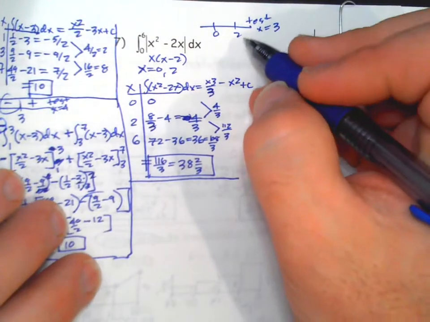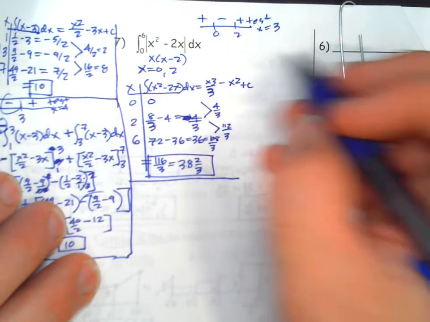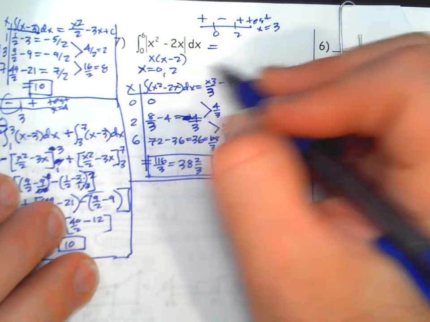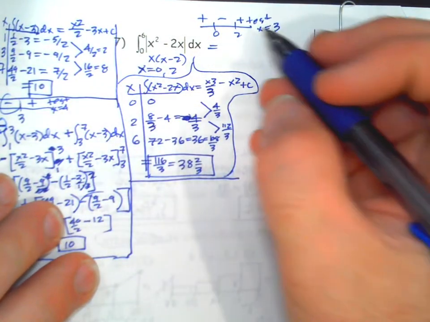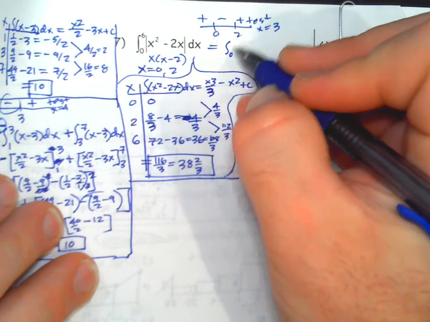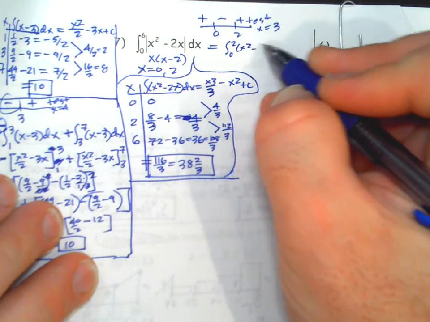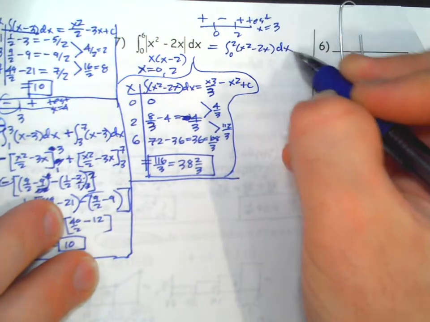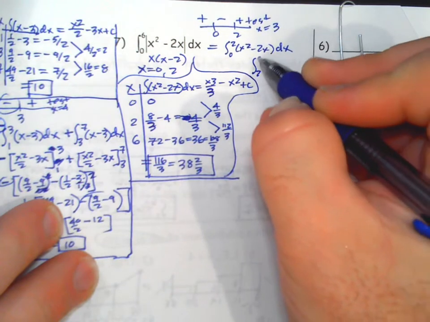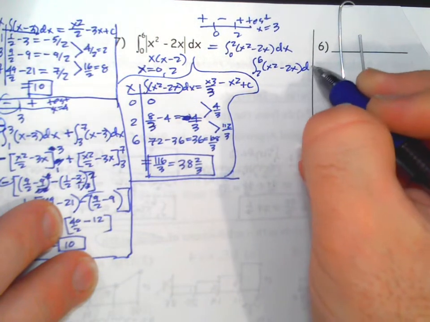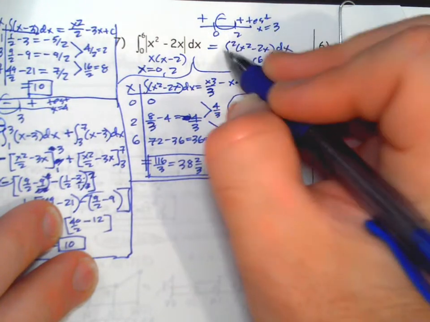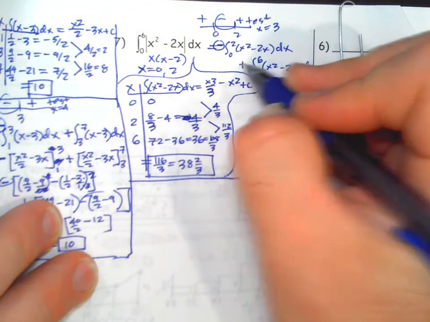And positive, negative, positive. So then we would rewrite it. We'd say, okay, integral from 0 to 2, x squared minus 2x dx. Integral from 2 to 6, x squared minus 2x dx. Any negative parts got to be fixed with extra negative in front. That's going to be positive.